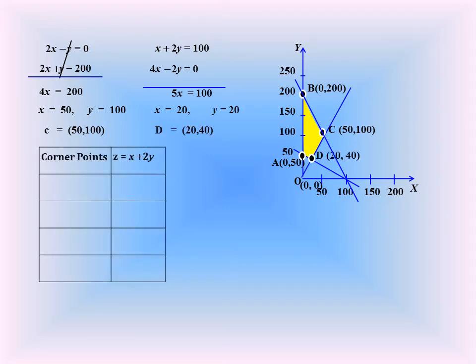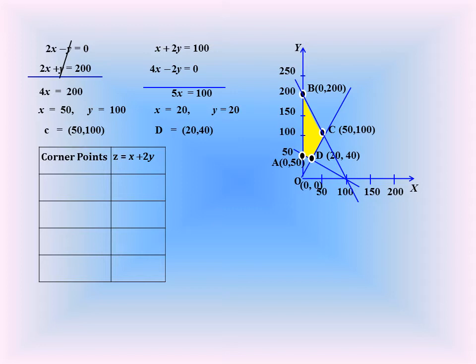Hence, the next point is D of (20, 40). Therefore, here you are observing that the corner points are A of (0, 50), B of (0, 200), C of (50, 100) and D of (20, 40).